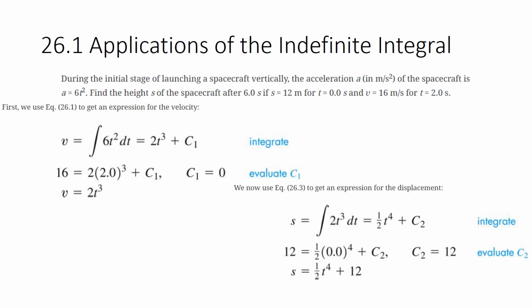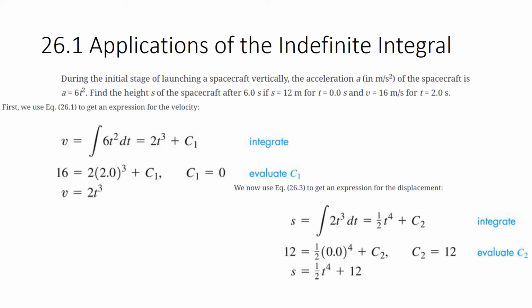So first, we're going to use an equation that's in the textbook, equation 26.1, and that'll give us an expression for the velocity. So basically, the velocity is equal to the integral of the acceleration added up over the duration of time. So the velocity is equal to the integral of 6t squared dt. We always put the dt there because it's with respect to time. So the indefinite integral of 6t squared is equal to 2 times t cubed plus a mysterious constant, we'll call it c1.